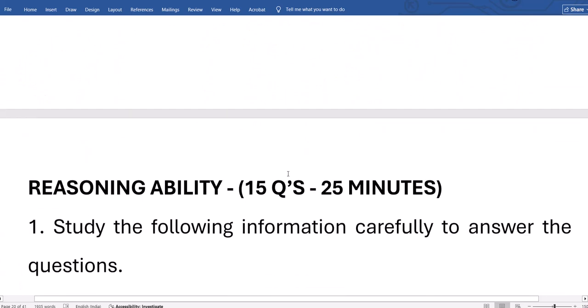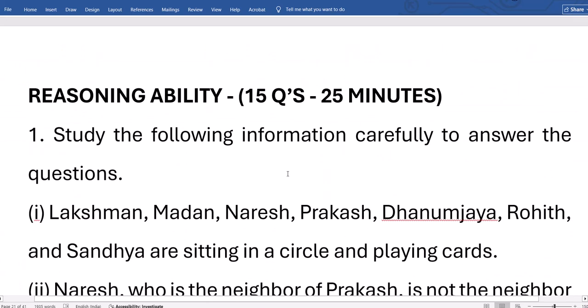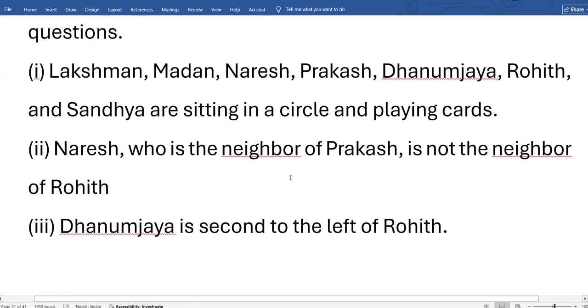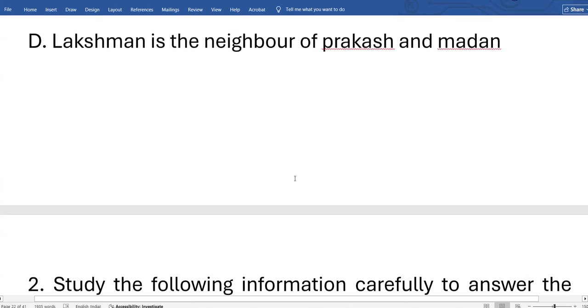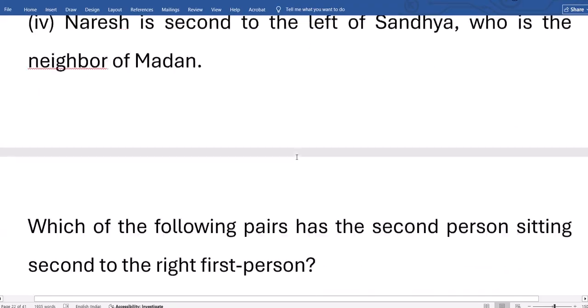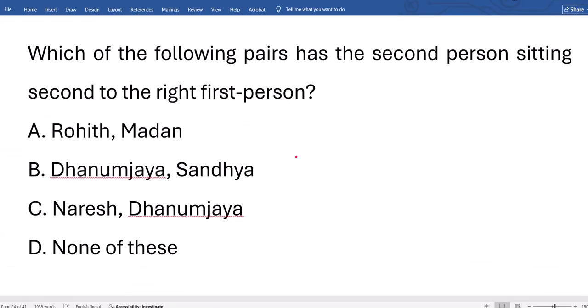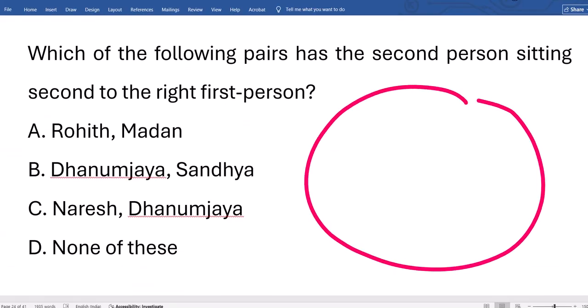Now let me go for reasoning. Reasoning, most of important topics, seating arrangement, syllogisms. So you can find this first question is the seating arrangement. How many people are there? 7 people. We cannot arrange them in equal distance is not possible. Okay, let's see 7 people seating. Two questions based on same data they given.